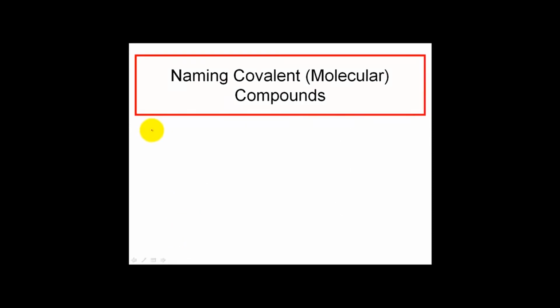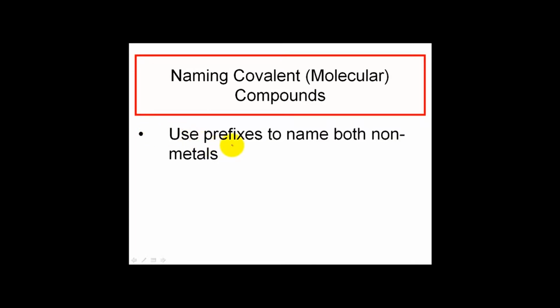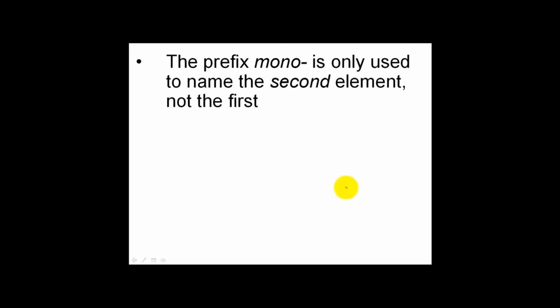We have a few rules we need to go over when we name these molecules. The rules are going to be pretty easy. We're going to use prefixes, all right, on both of the nonmetals. Not just the last one, but on both of the nonmetals. And the last element, as always, ends in ide. One of our exceptions here is this. If I happen to have a prefix that is mono, I'm not going to use it for the first element. This is one of the rare exceptions when we do not use a prefix. The prefix mono is only not used on the first element.